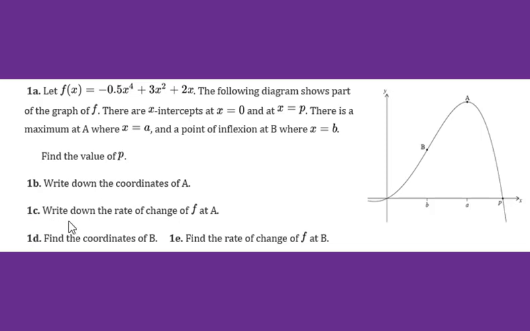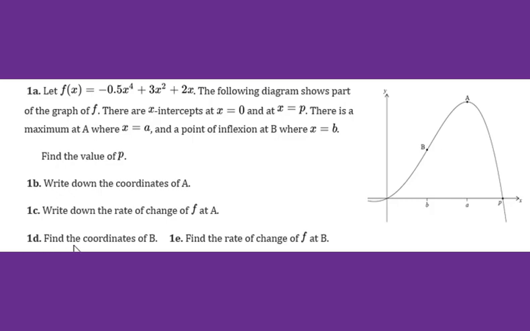For 1c, write down the rate of change of f at a. We know a is a local maximum value. Therefore, the rate of change, which means the derivative of f(x) at a, is equal to 0, because the derivative means the slope of a tangent line.